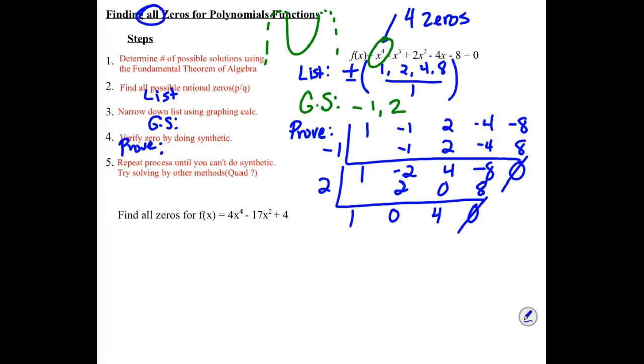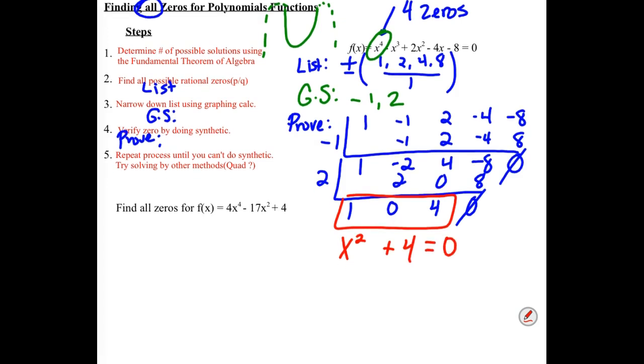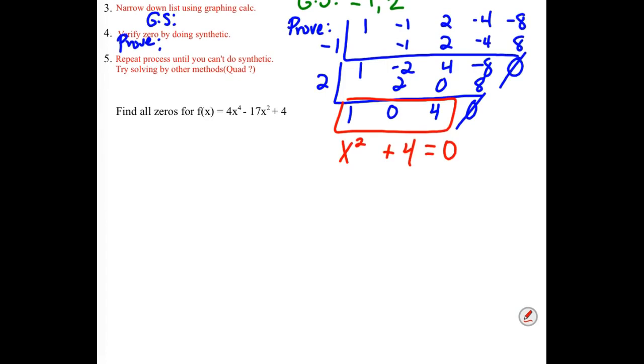So we have to look at what we have left over. This piece right here. Put your x's back in. What would we have? We'd have an x squared, no x's, and a 4. How do we find the zeros of that? Subtract the 4 over, good. Square root both sides. X equals plus minus the square root of -4. What's the square root of -4? 2i. So we end up with plus minus 2i.